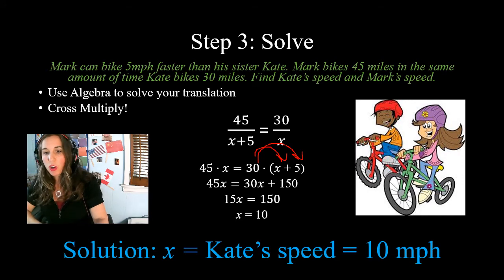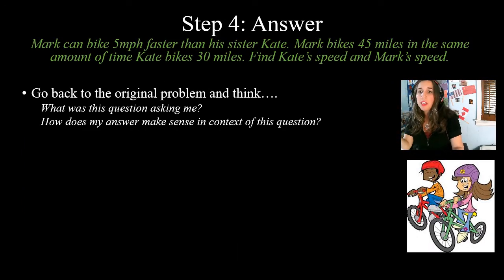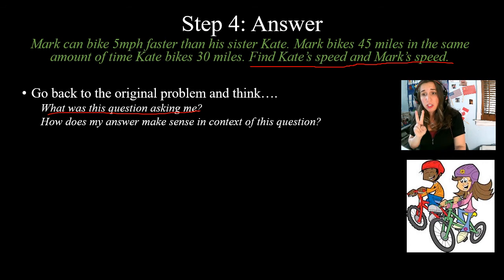So now let's go interpret all this. So now we need to go interpret this answer. And in order to do that, we need to go back to the original problem and think, what was this question asking me? This question asked me to find Kate's speed and Mark's speed. We found Kate's speed, right? It was 10 miles an hour. But we also need Mark's. This question asked us for both.